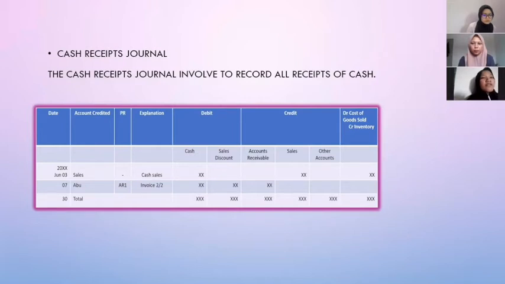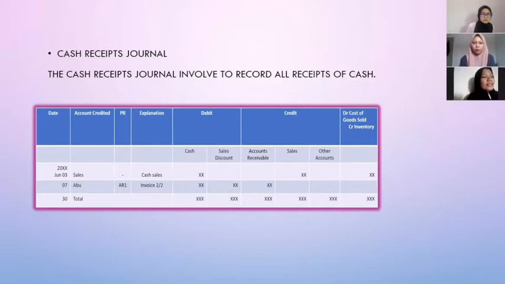Here is the format of the cash receipts journal, which consists of date, account credited, post reference, explanation, debit and credit, and also cost of goods sold and inventory columns. In the explanation column, we will briefly explain the reasons for the cash inflow.